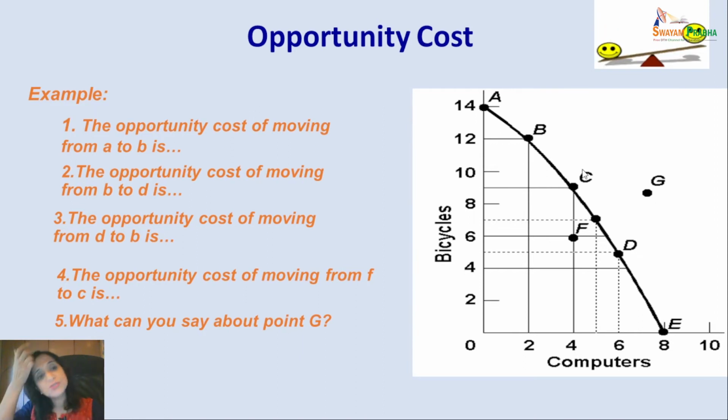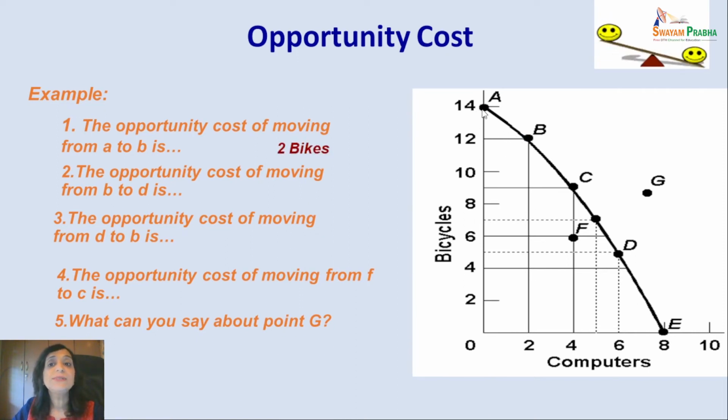So the first question is, the example I'm talking about is the opportunity cost if you are moving from point A to point B. It would be 2 bikes. Why? Because when you are at point A, you are producing 0 units of computers and 14 units of bikes. You go to point B. How much are you producing? You are producing 12 bikes and 2 computers.